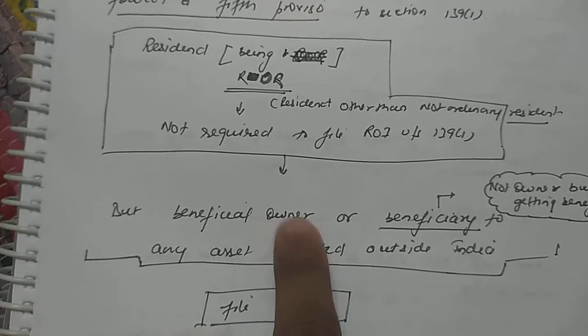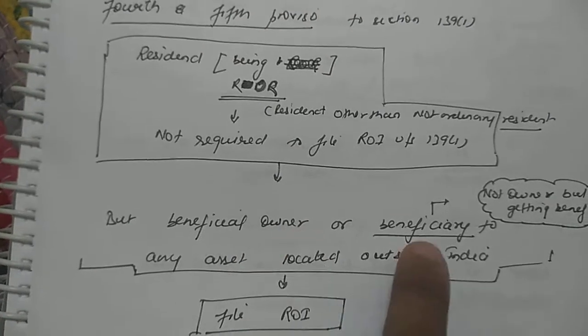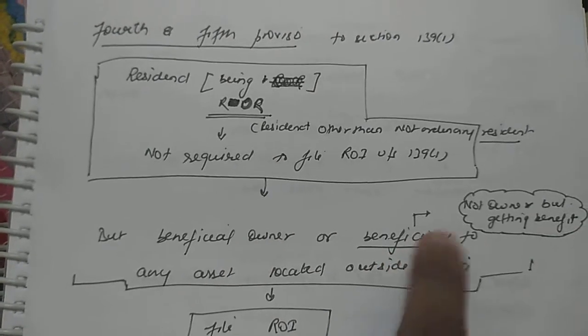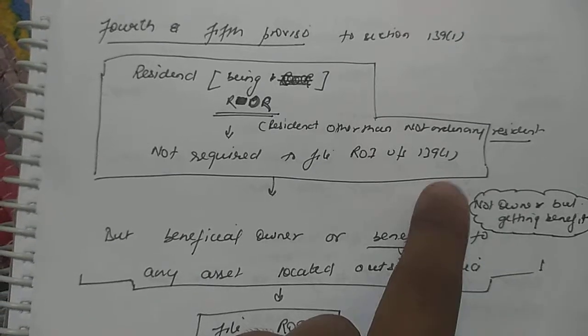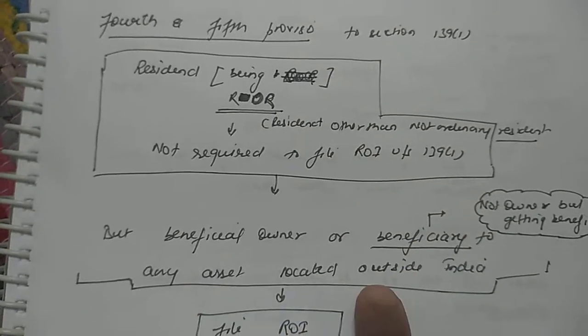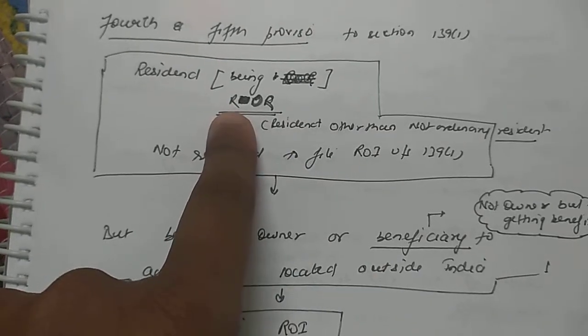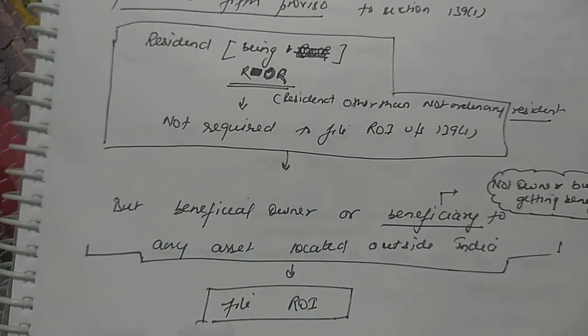Beneficial owner means the owner of an asset, while beneficiary here means one who is not the owner of the asset but is getting the benefit from that asset located outside India. Then that resident is required to submit the return of income.